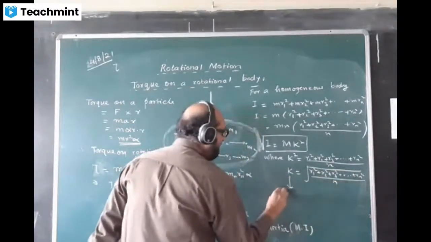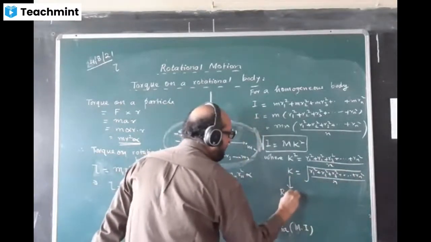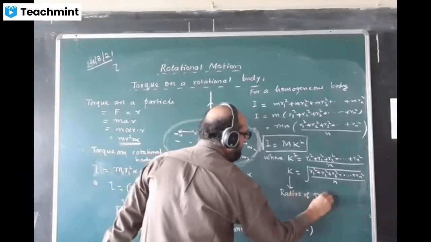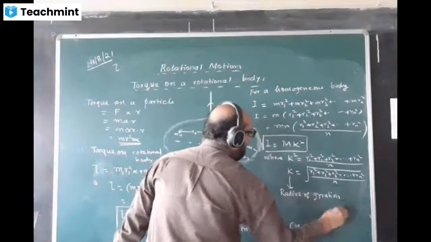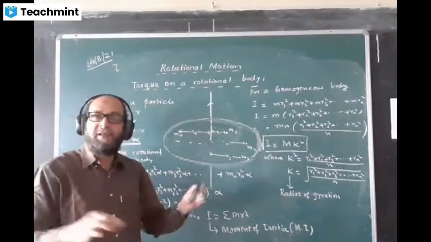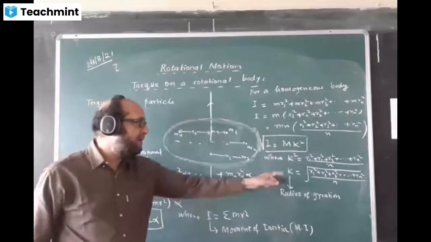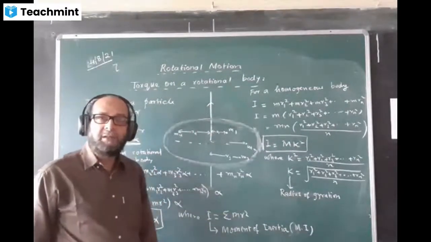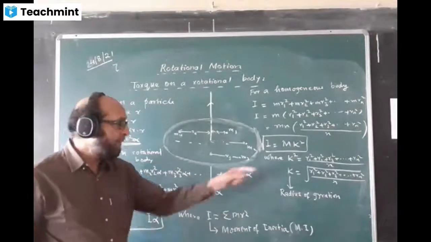This k is called the radius of gyration. In a way, we are finding almost the average distance. The square root of the average of the squared distances is called the radius of gyration. Radius of gyration. Please copy.